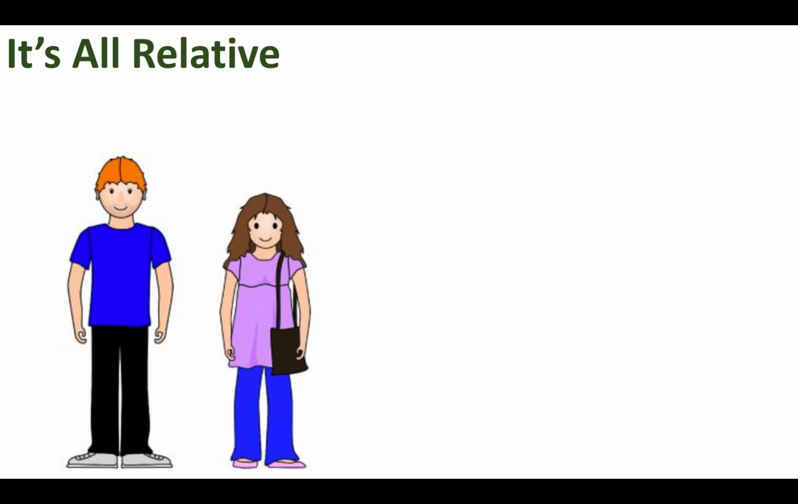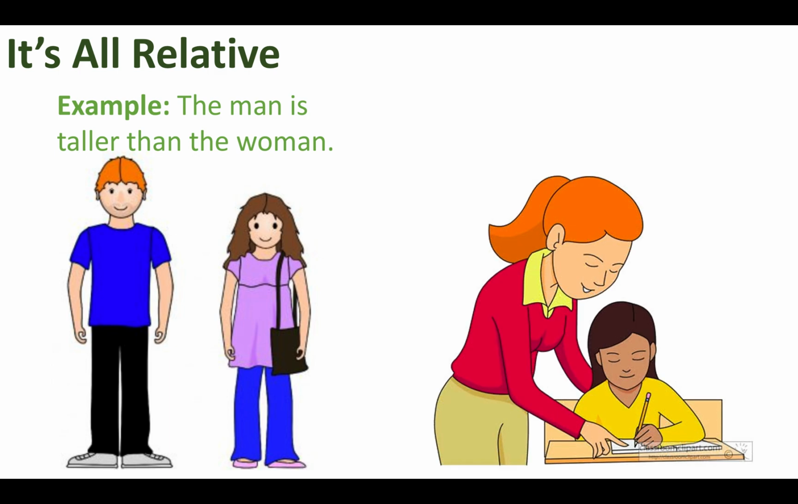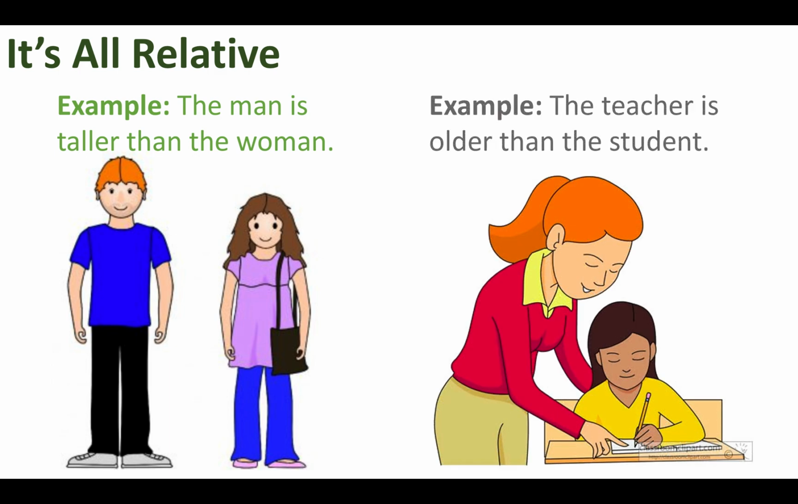Here we have a man and a woman. If we were to relatively compare their heights, we would say that the man is taller than the woman. We're not telling you how tall either of them are. We just know that one person is taller, the other person is shorter. In another case, here we have a student and a teacher. The teacher is older than the student. We don't know how old each of the student and the teacher are, but we do know that the student is younger, the teacher is older.